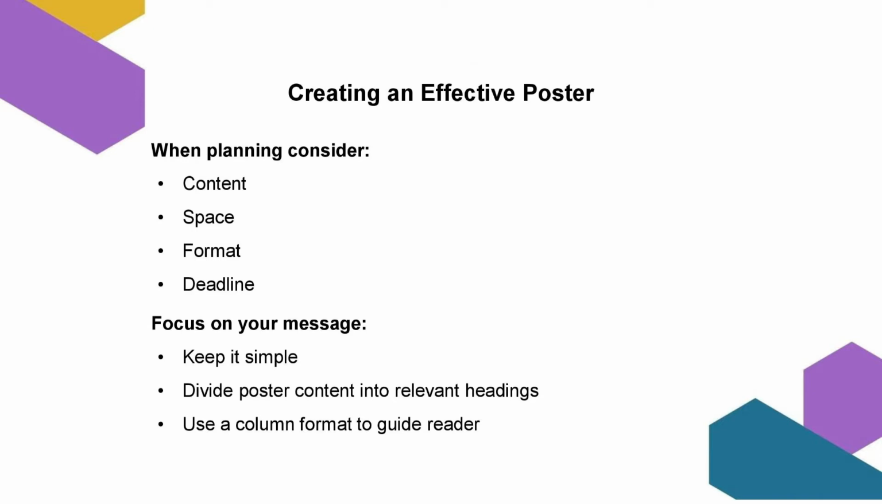The headings that you come up with will help determine the content, and you should use a column format to guide the reader through your text. Think of a good newspaper, how it has the information laid out in columns that helps guide you to read the heading and then see the picture, and then you've got the body of the article below. And you can use the same techniques when you're creating your poster.